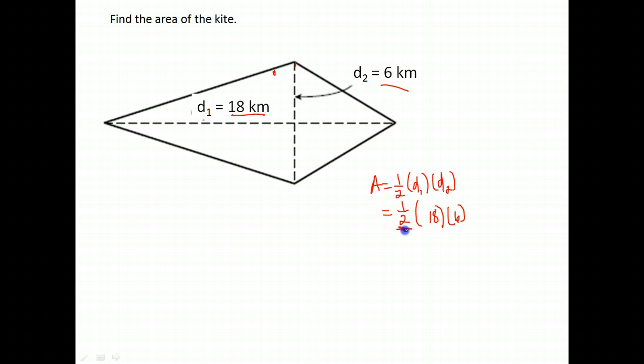Again, if you're not comfortable with the 1/2, you can use 0.5, or you can multiply the two numbers together and divide by 2. Whichever method you use, you should get half of 108, which is 54. And again, this is area, so those would be in kilometers squared. Okay, so again, you want to have these formulas all written down somewhere so that when you need them, they are right there handy.